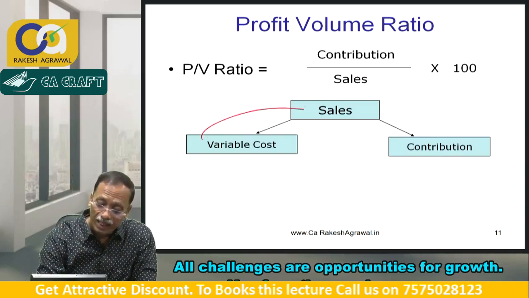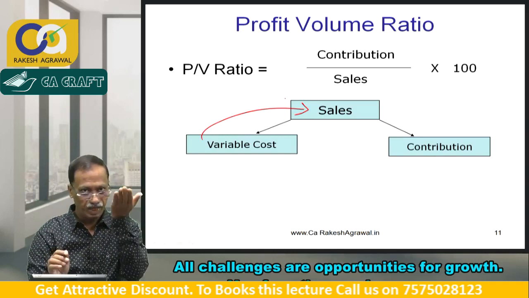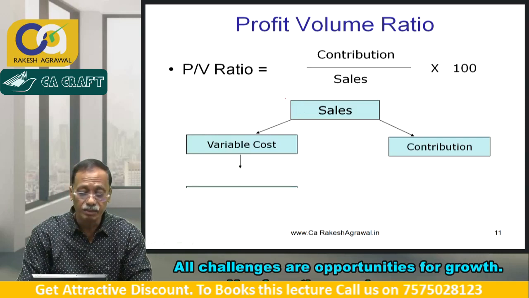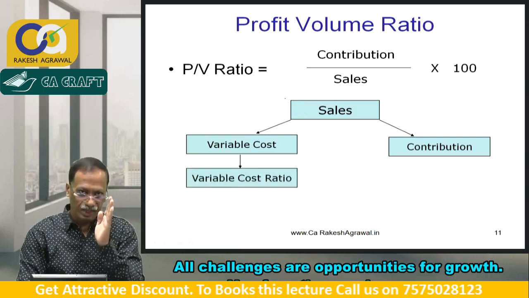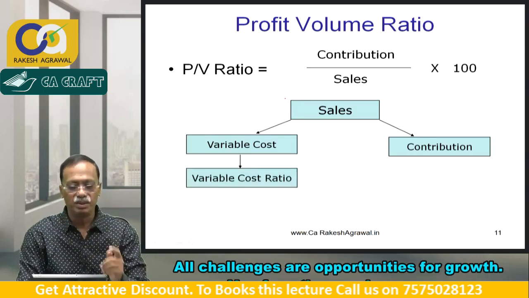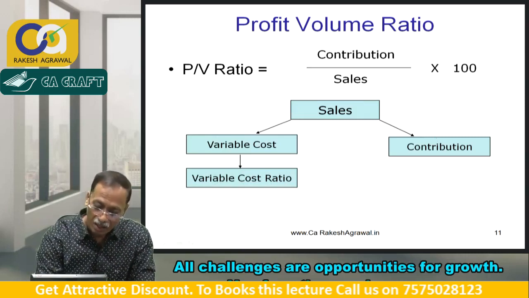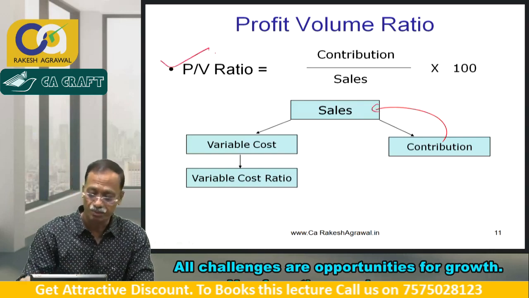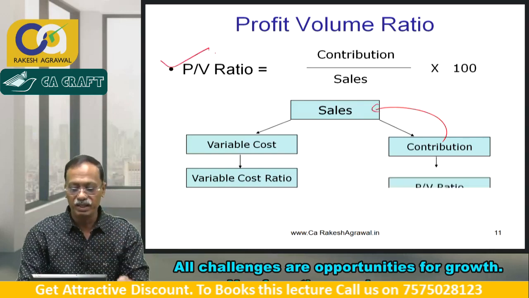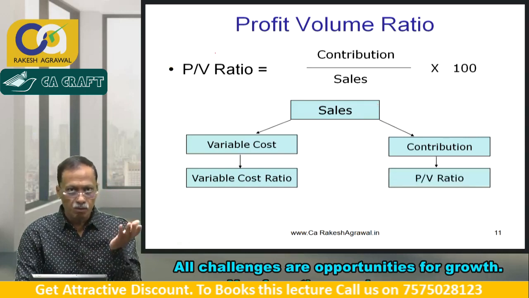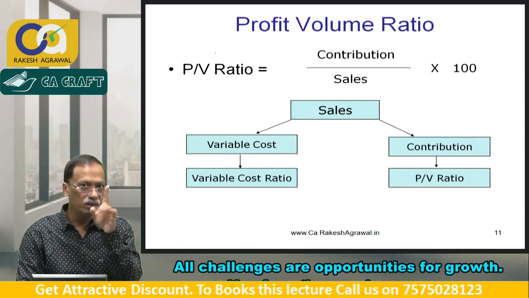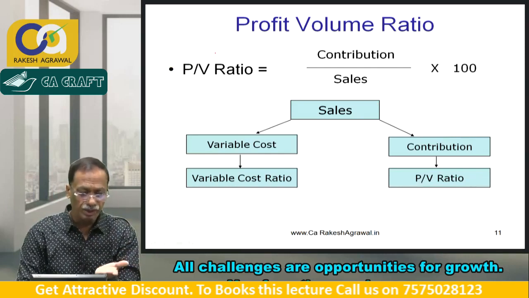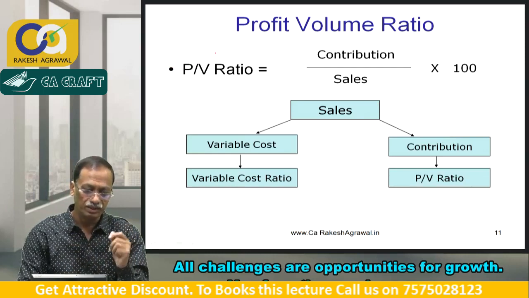Variable cost divided by sales into 100, variable cost numerator, sales denominator into 100, we will get variable cost ratio. And contribution divided by sales into 100, we will get PV ratio. So contribution divided by sales is PV ratio. For both the ratios, the denominator is sales. Don't forget that, right? For variable cost ratio also the denominator is sales. For PV ratio also the denominator is sales.